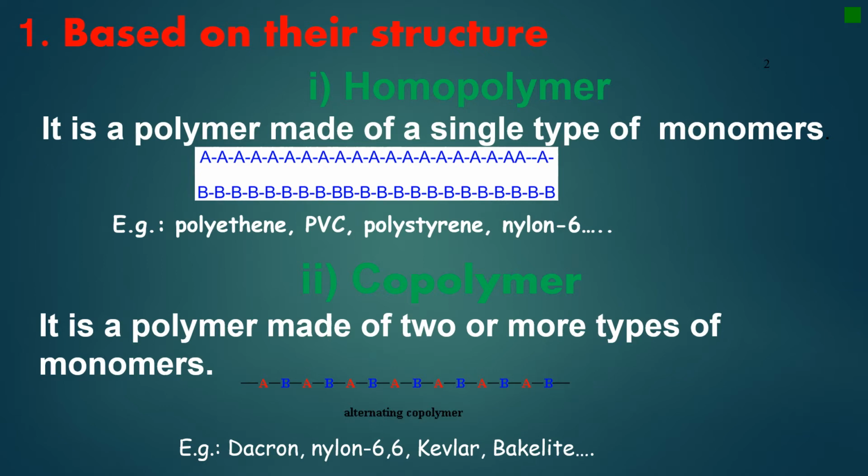Nylon 6,6: we have a diamino compound with a dicarboxylic compound, and they combine together to form nylon 6,6. We have Kevlar, and we have bakelite, in which phenol is combined with formaldehyde.